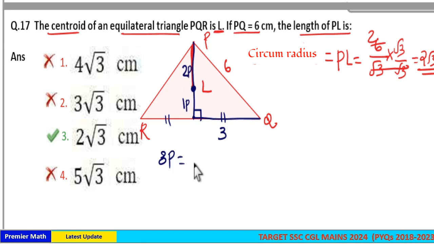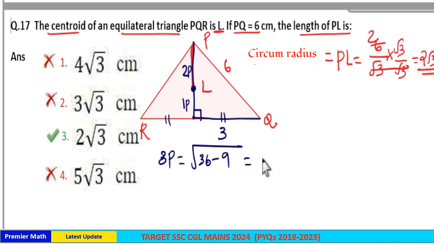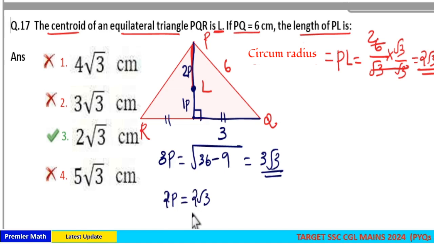3 part is equal to root of 6 square minus 3 square, which is 36 minus 9, 27. So root 27 is equal to 3 root 3, since 9 into 3 is 27. So 3 part is equal to 3 root 3. Then 1 part is equal to root 3, which means 2 part is equal to 2 root 3. So PL is equal to 2 part, which is 2 root 3. In this way you can find the answer if you just know the concept.